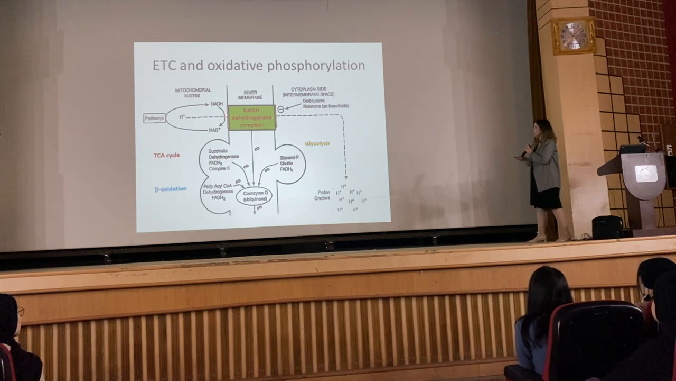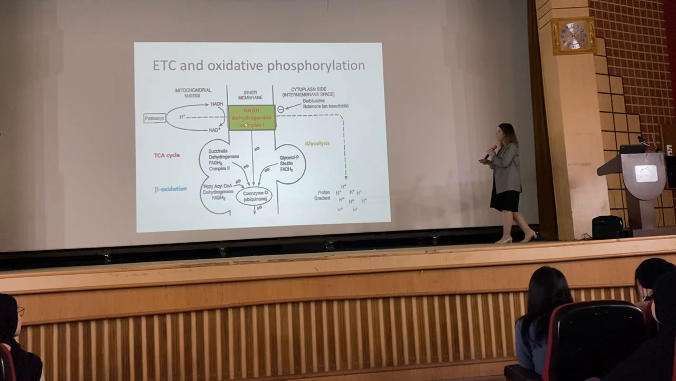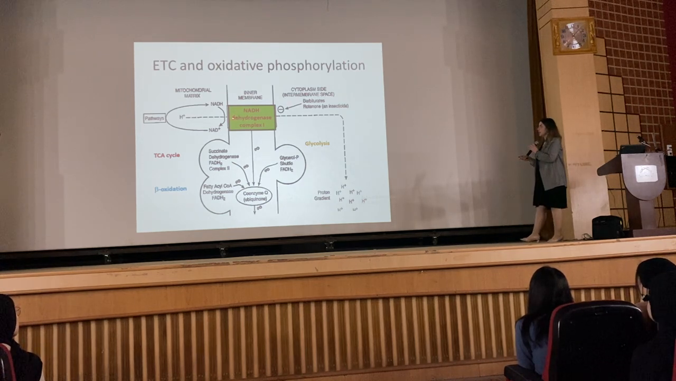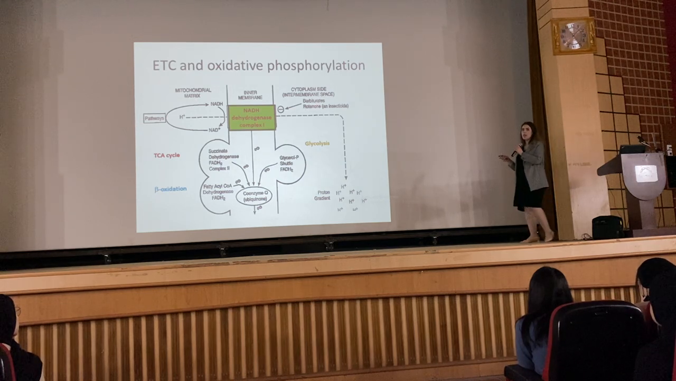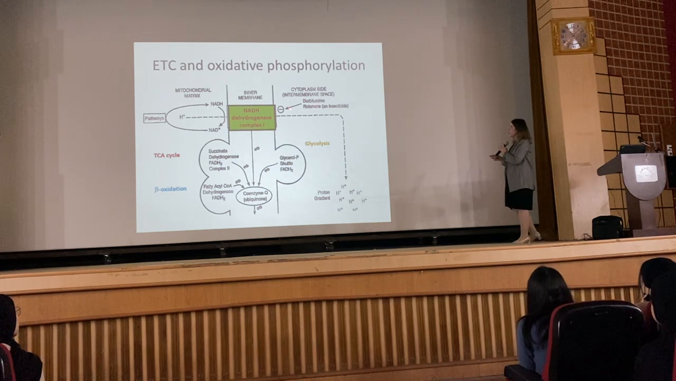Complex 1, NADH dehydrogenase, has inhibitors, such as rotenone, which is one of the types of insecticide, and one of them is barbiturate.